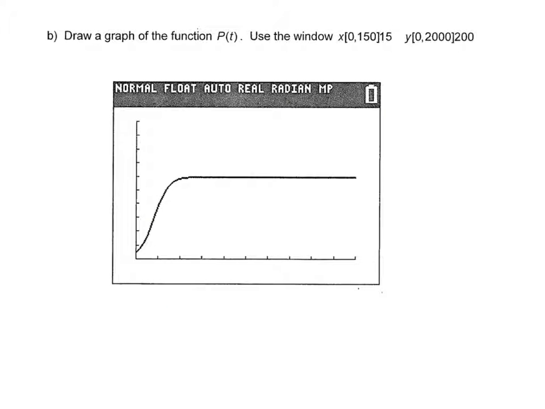Part B, draw a graph of the function P of t. So you would have into your y equals in the calculator, 1200 divided by parentheses 1 plus 11 e to the negative 0.2, and then you'd have to use an x where they have a t because your calculator doesn't have the t. You would just use the x. And be careful about all your parentheses.